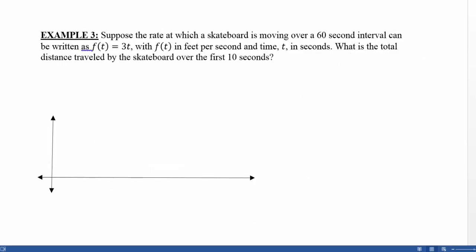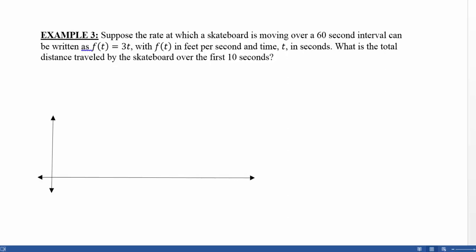Example 3. Suppose the rate at which a skateboard is moving over a 60-second interval can be written as f of t equals 3t, with f of t in feet per second and time t in seconds. What is the total distance traveled by this skateboard over the first 10 seconds?